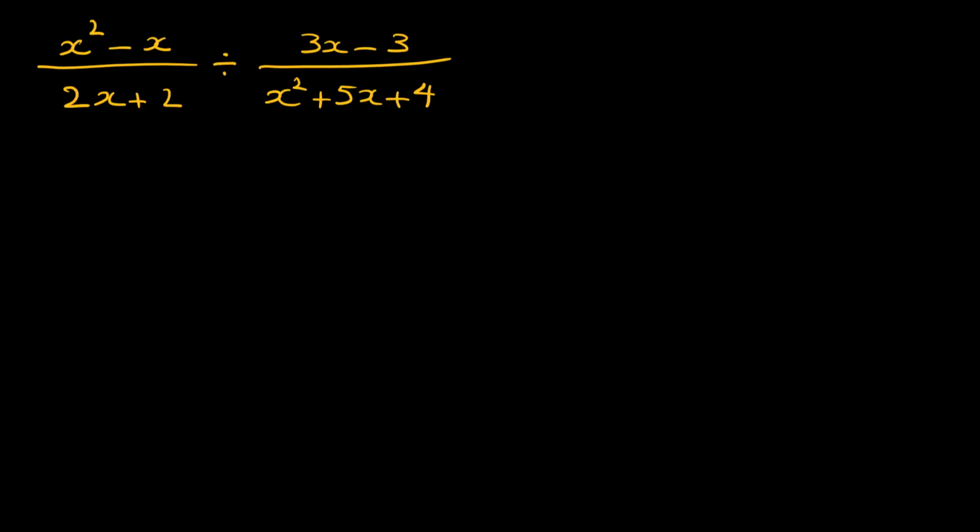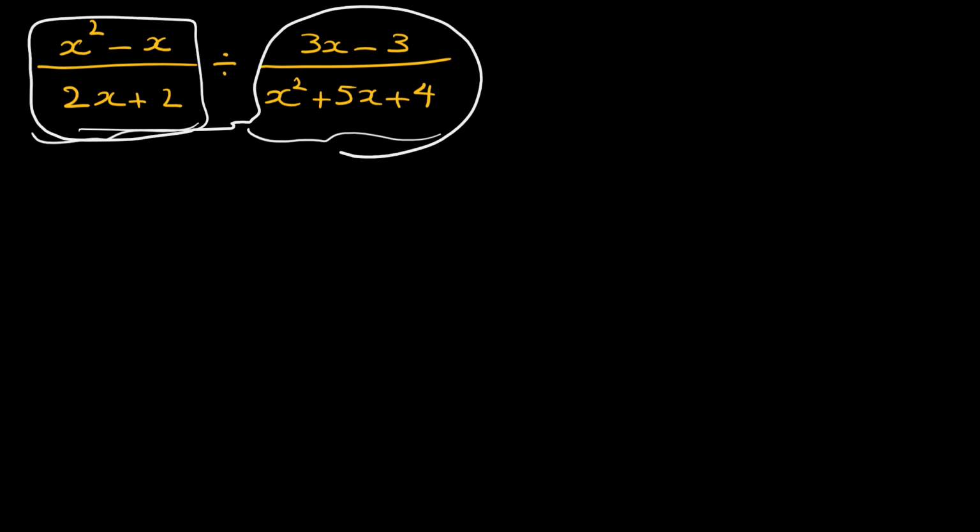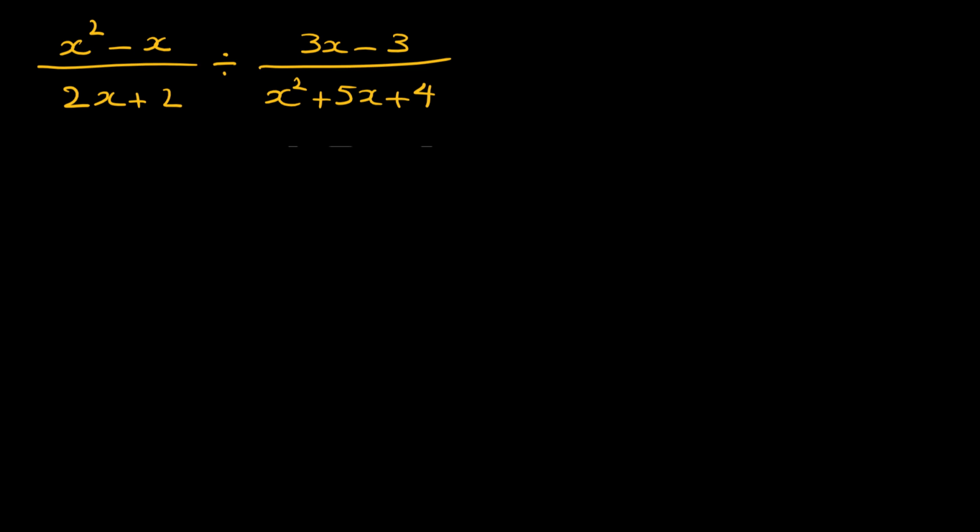Now look at this example. x to the 2 minus x over 2x plus 2, divided by 3x minus 3 over x to the 2 plus 5x plus 4. To divide two fractions, we multiply the first fraction by the inverse of the second fraction. This is the way that we divide rational expressions.